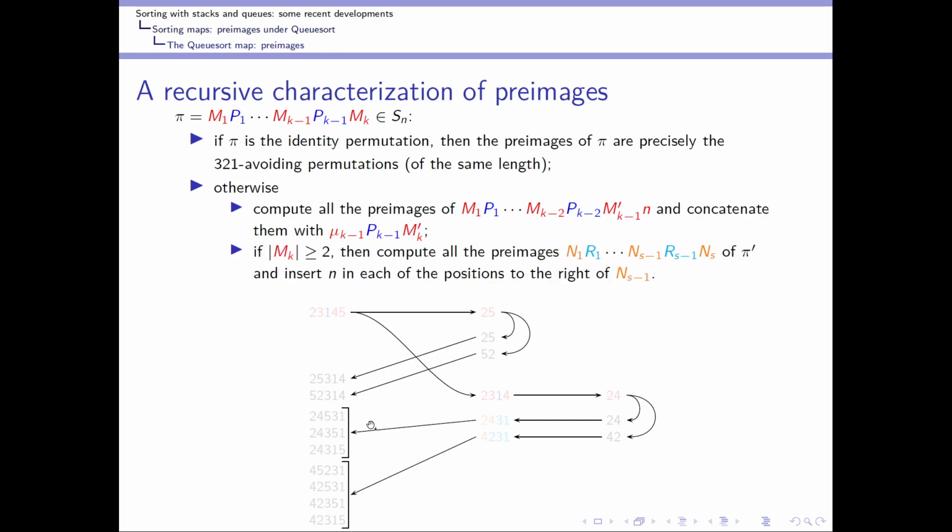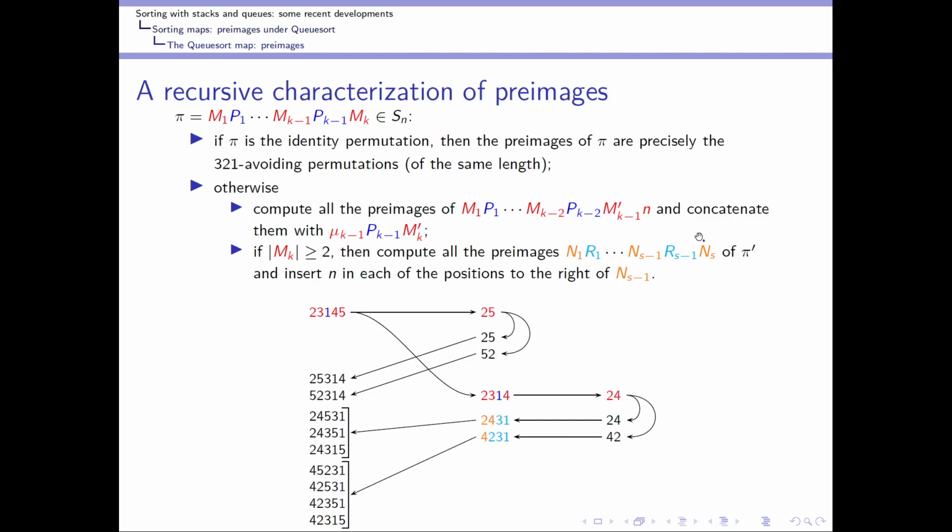The second type of preimages occurs only when the suffix of left to right maxima has at least 2 elements. In this case, you just take pi dash, removing the last element. You compute all the preimages of pi dash, and you insert again n in each of these preimages, in each of the positions to the right of mu k minus 1. So from here, in each of the positions here.